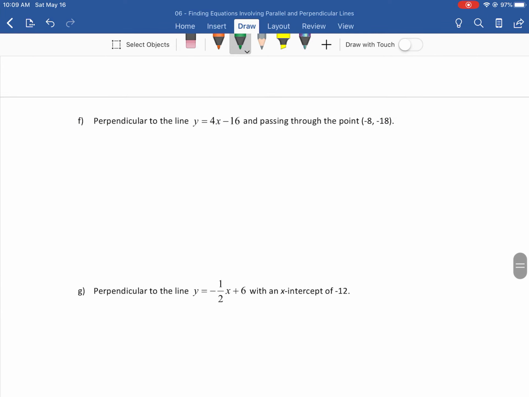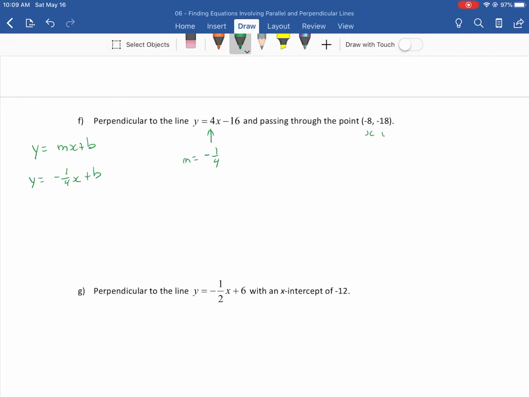4 more to go. Okay, it's perpendicular to this line and going through this point. So here come the steps. Write down y equals mx plus b. Sub in what I know, and what I know is that the slope has to be -1/4. How do I know that? Well, the slope of that line is 4, I want to be perpendicular to that line, so I've got to find the negative reciprocal. So instead of 4, I get 1/4, and I've got to change it from positive to negative.